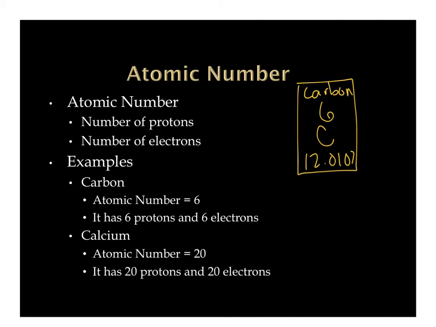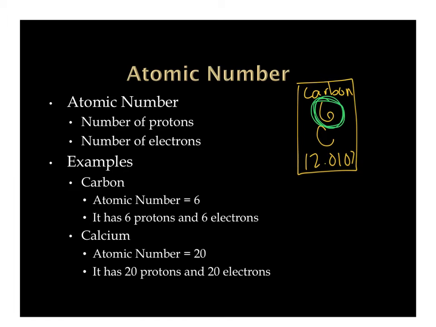Let's talk about the atomic number. The atomic number is the whole number written in the box for the particular element. It tells us the number of protons that are there. If the atom is neutral, it's also going to tell us the number of electrons. So for example, here we have carbon. The atomic number is 6. That means it has 6 protons. And when it's neutral, it also has 6 electrons.